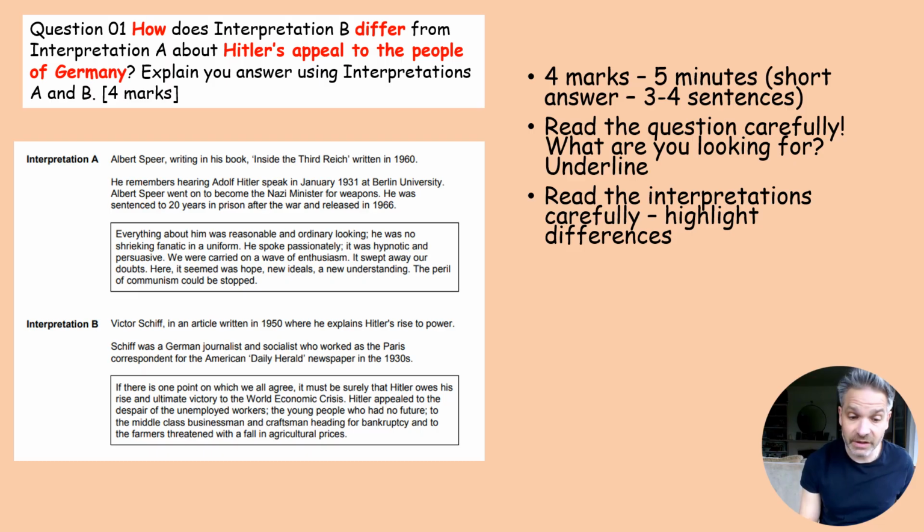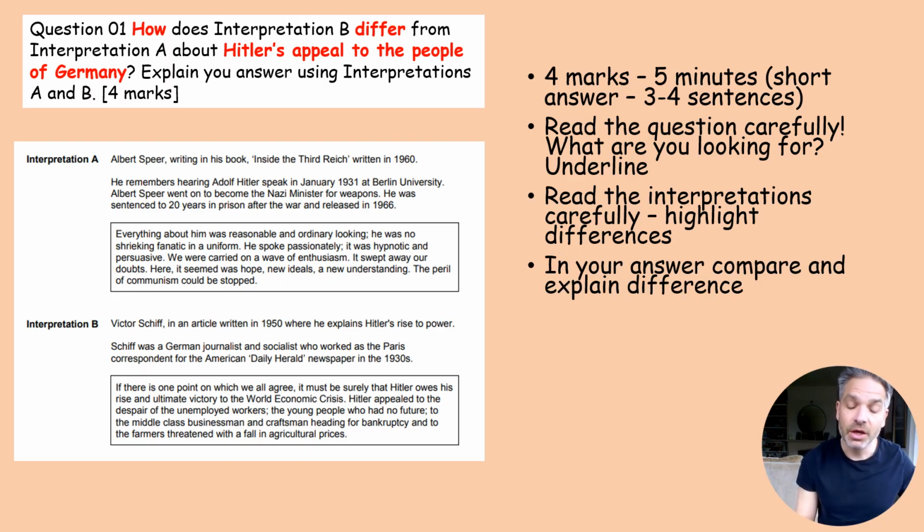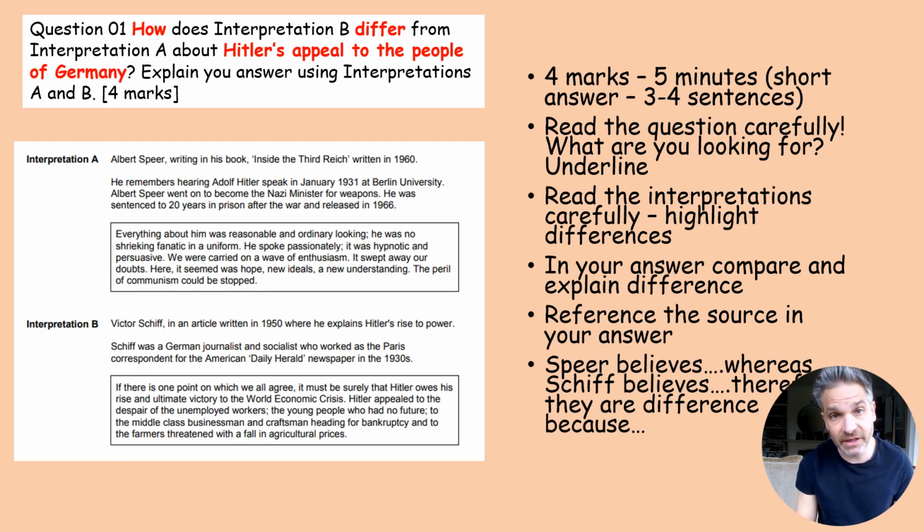Now, I'm not going to go through an answer here. I do this in the longer videos, but a crucial question, number 1, how are they different? How is B different from A? Okay? You need to compare them and explain the difference, referencing the source. So in other words, you would say that Albert Speer believes this, whatever it is, about Hitler's appeal, whereas Victor Schiff believes this about Hitler's appeal, therefore they are different because. So you could even quote from the source in that first bit, but not too long a quote, just short.